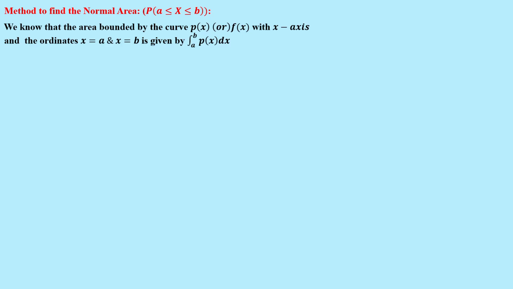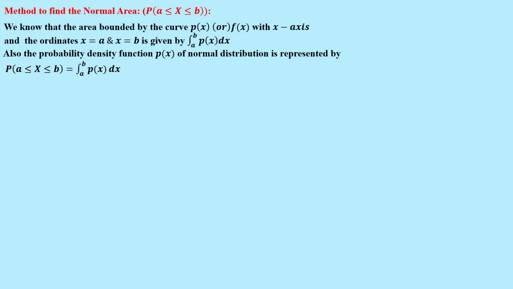Next we are going to see the method to find the normal area, right? Probability of a less than or equal to x less than or equal to b. We know the area bounded by the curve p of x or f of x with the x-axis, and the ordinates x is equal to a and x is equal to b, is given by the integral a to b p of x dx. Also, the probability density function p of x of the normal distribution is represented by probability of a less than or equal to x less than or equal to b is equal to integral a to b p of x dx, right? So this is the x-axis, y-axis, this is the normal curve.